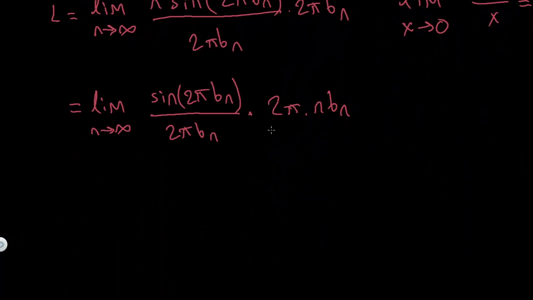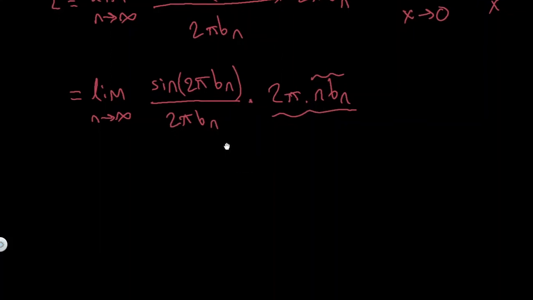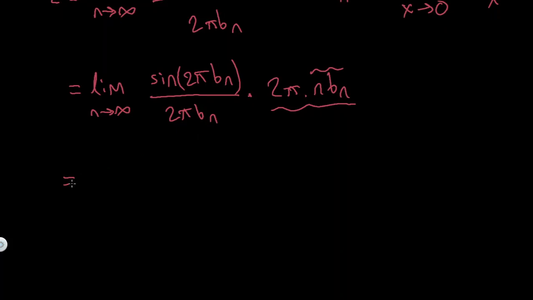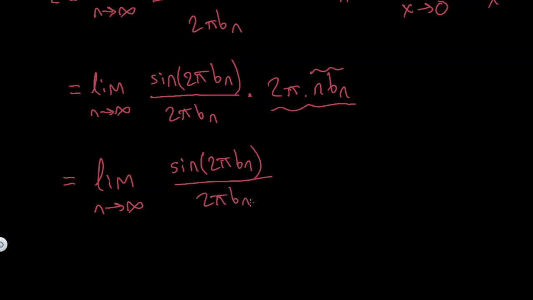So now I know that this limit exists, and this is just a constant, sorry. And I know that this limit exists, so I can separate this limit. Limit as n goes to infinity: I can separate two limits if and only if both of them exist. So it's going to be equal to the limit of sine of 2 pi bn over 2 pi bn, times the limit as n goes to infinity of 2 pi and bn.